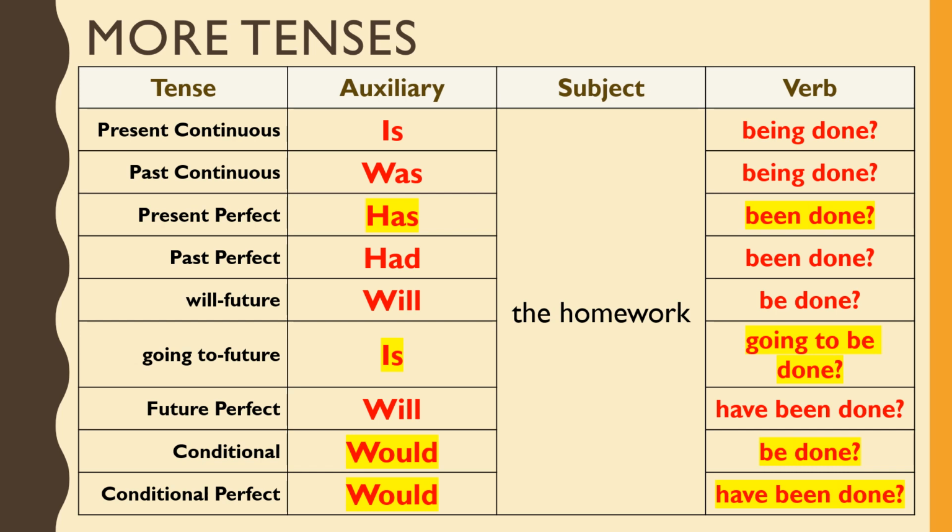In this table, I've added more examples to show how to form passive questions, like the present perfect, has the homework been done? The future form, going to, is the homework going to be done? And conditionals, would the homework be done? And would the homework have been done?